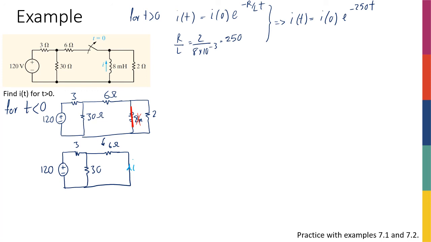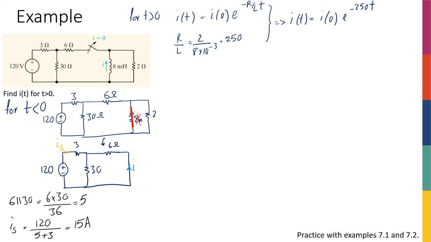So I would say 6 and 30 are in parallel. So this is equal to 6 times 30 divided by 6 plus 30, 36. So that's 180 divided by 36. That is 5. And 5 and 3 are going to be in series, so I'm going to have an 8. So if I define this current, let's call it the source current IS. IS is going to be equal to 120 divided by 5 plus 3. So 8. So 120 divided by 8, I'm going to get 15. So I'm going to have 15 amperes as the IS.